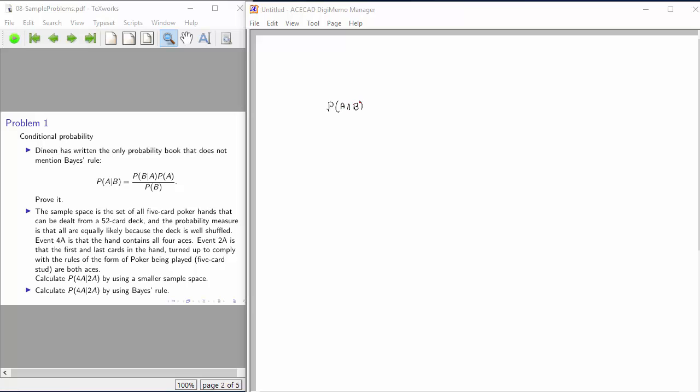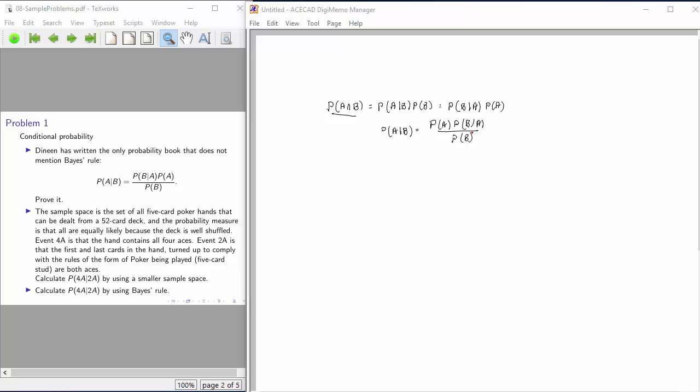The definition of conditional probability is that when you take P of A conditioned on B and multiply it by the probability of event B, you get the probability of A intersect B. And of course, you can write this the other way around as P of B conditioned on A times P of A. And solving this for the conditional probability P of A conditioned on B, we immediately get P of A times P of B conditioned on A over P of B, which is Bayes' rule.